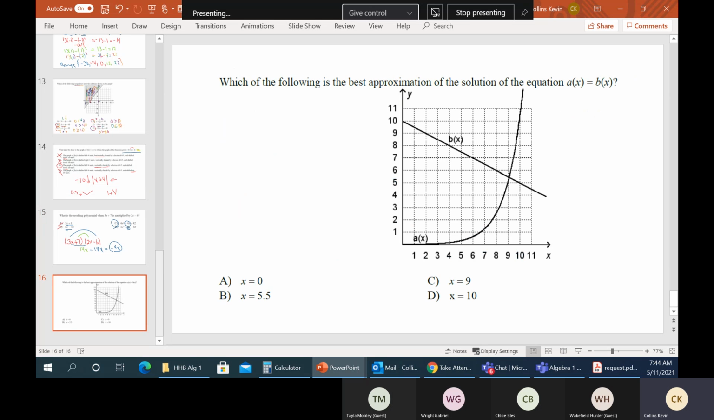Okay, so it says, which of the following is the best approximation of the solution of the equation a of x equals b of x? So when we talk about the solution of two functions, what are we talking about? If we have a graph, what are we talking about when we say these two guys are equal to each other?